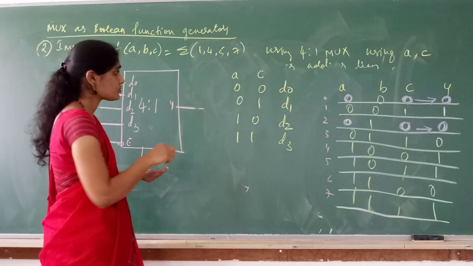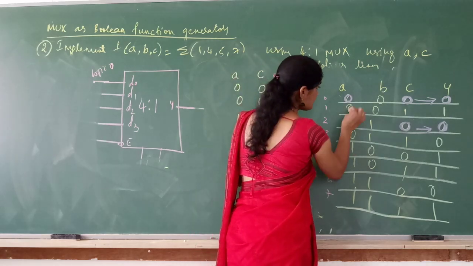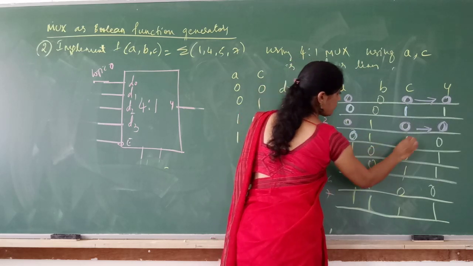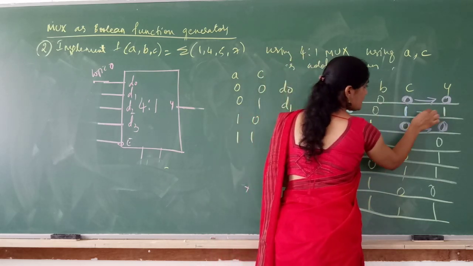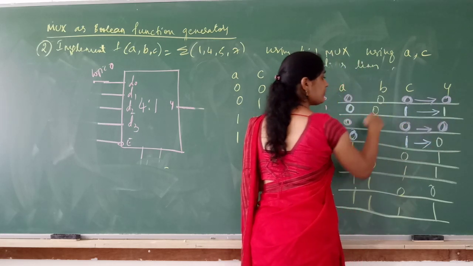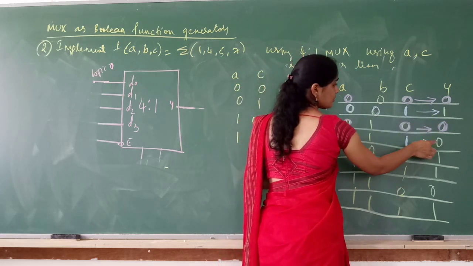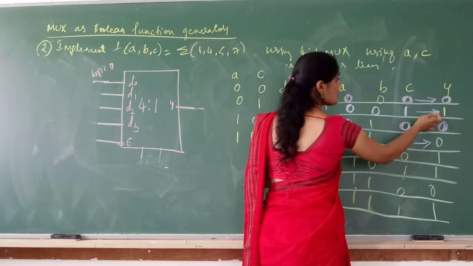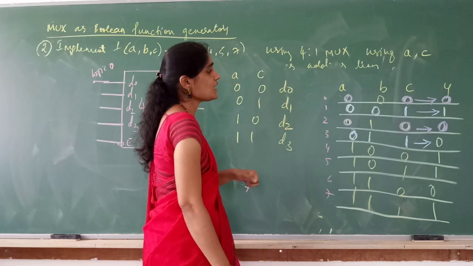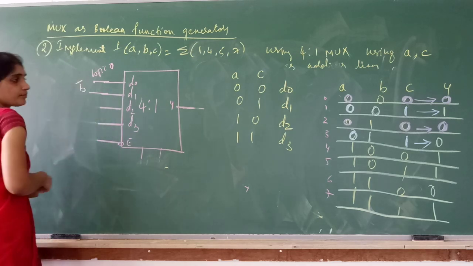Right? Now, 0, 1, D1. AC should be 0, 1. Analyze the output. 0, 1, Y is taking 1. 0, 1, Y is taking 0. Now compare it with B, that is the other variable. 1, 0. 0, 1. So Y is the complement of B. Am I correct? So what is Y? B bar. D1 is equal to B bar.